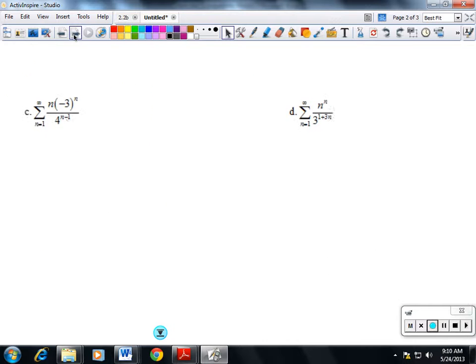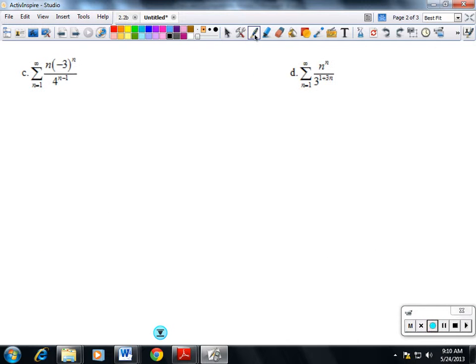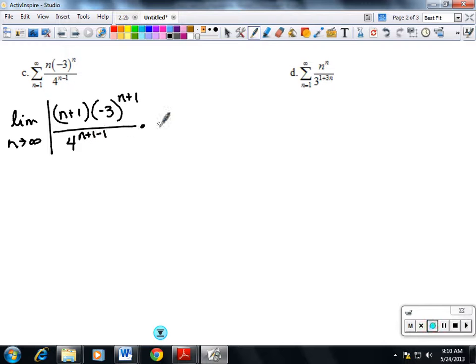Let's keep on going. Let's do the next two. Limit as n goes to infinity of, everywhere there's an n, I'm going to put an n plus 1, so n plus 1 times negative 3 to the n plus 1 over 4 to the n plus 1 minus 1, times the reciprocal, 4 to the n minus 1 over n times negative 3 to the n.